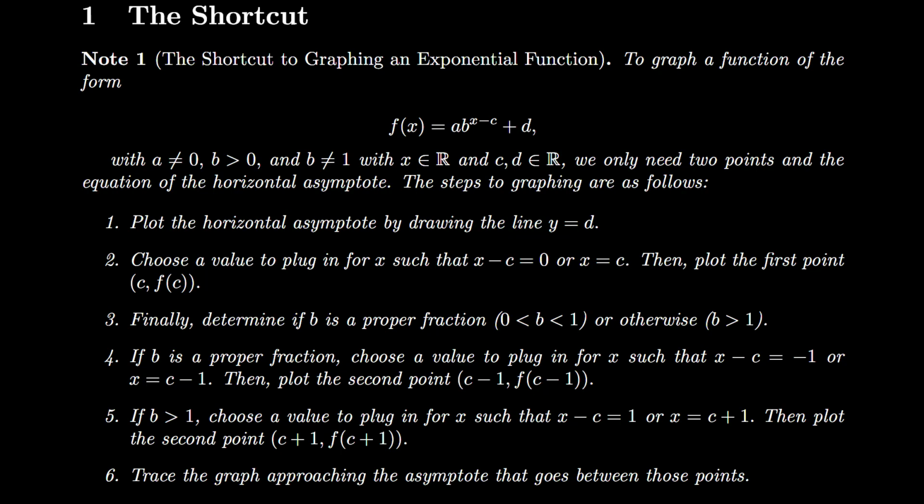But notice that a can't be 0, b has to be greater than 0, and b can't be equal to 1. That's all the stuff that we knew from the last thing, except we've also now added in this minus c plus d. And that's just translating it around on the graph, just like you think you would. So x is a real number, and c and d are just real numbers. All that we need in order to do this are just 2 points and the equation of the horizontal asymptote.